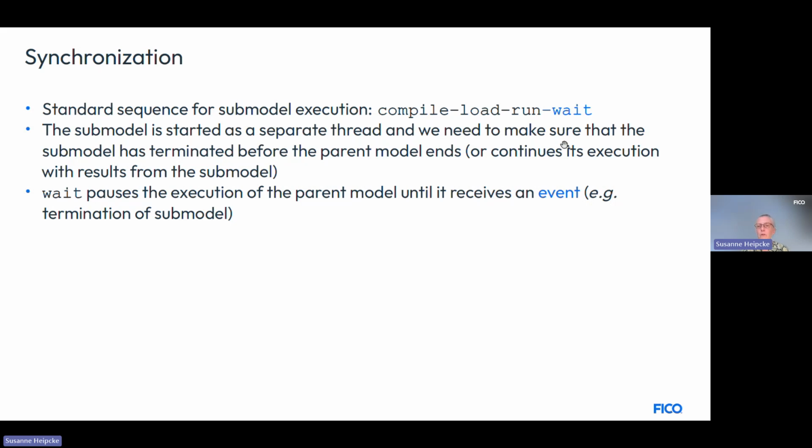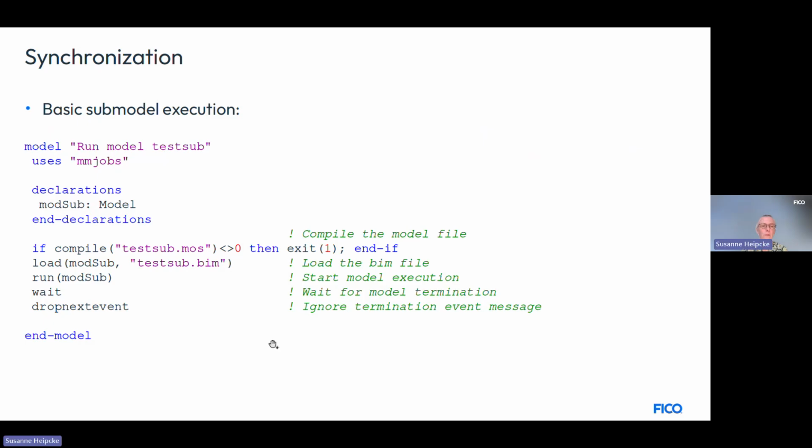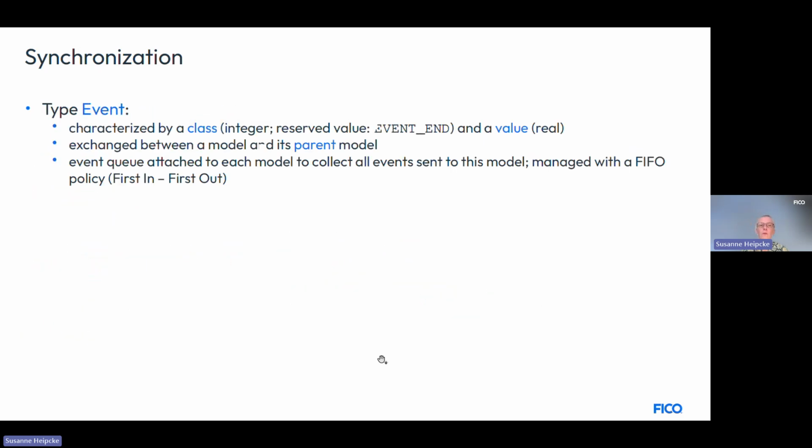So compile, load, run, and wait as the sequence here. Wait means that the current model sits and waits for a message or an event from the submodel. So here is the basic sequence, compile, load, run, and an event here, we're just ignoring it by saying job, next event that we have received.